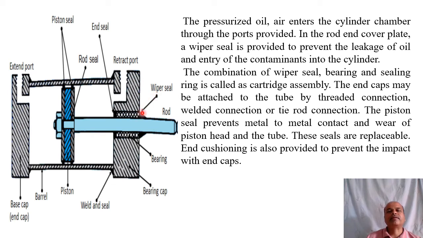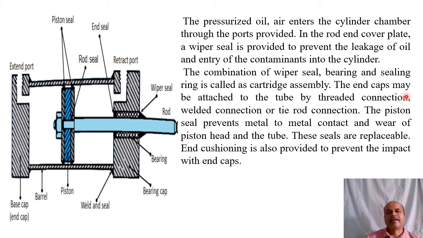Okay, the combination of wiper seal, bearing and sealing ring is called a cartridge assembly. So the combination of this wiper seal, bearing and sealing ring, this end seal, this combination is called a cartridge assembly.